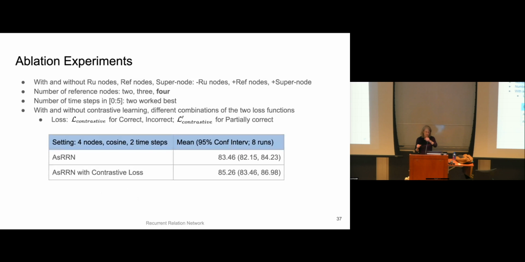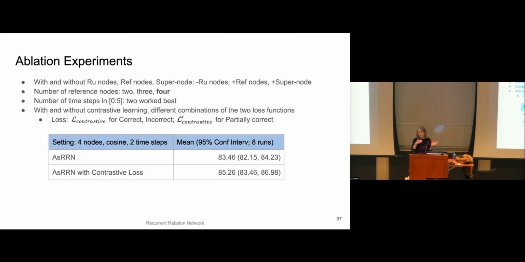And our ablation experiment, I'm not showing the full thing because too many numbers. I'm just showing the final result. But we tested with and without rubric nodes, reference nodes, super nodes, different combinations. And it turns out the rubric nodes do not help. So they're gone. And if we leave out all the nodes, we basically have something that's pretty similar to SFRN. But it turns out that the reference nodes help and the super node helps.